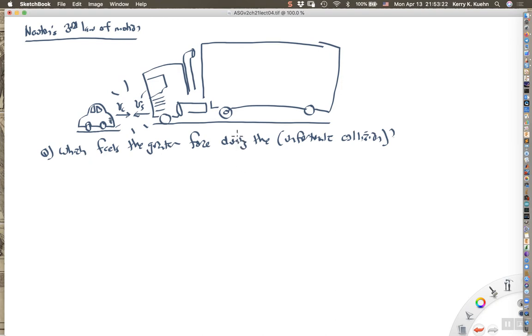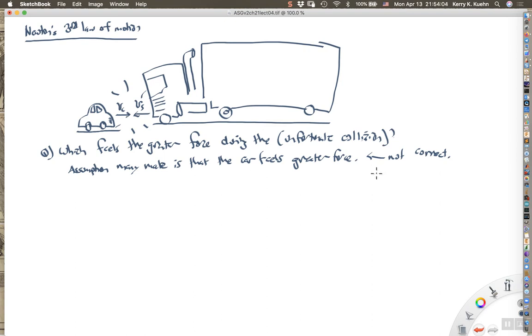And typically students have a sense that when you first see this problem, many people's immediate reaction is that, of course, the Volkswagen Bug feels the greater force. So the assumption that many make, which sounds kind of reasonable, right, is that the car feels the greater force. But I'm going to argue that this is not correct. This is not correct. And why is it not correct?